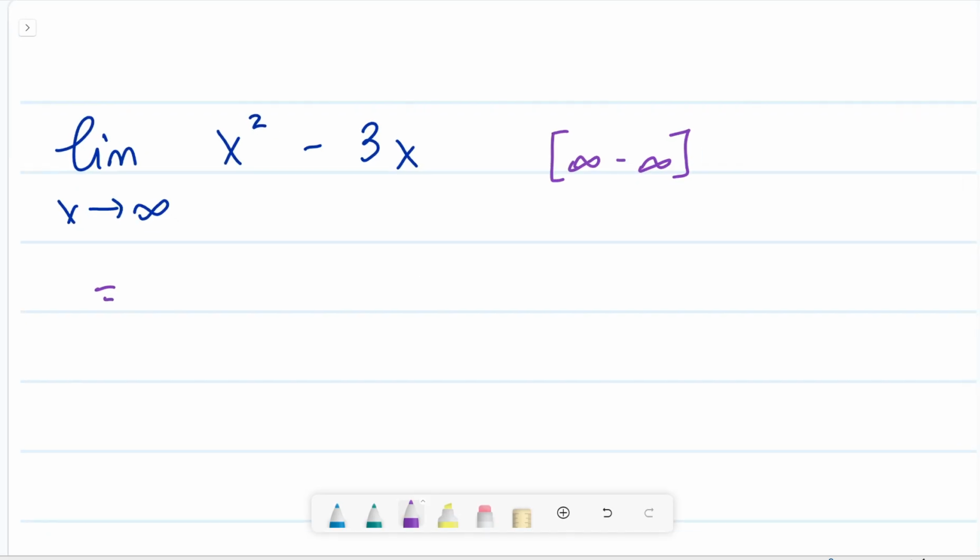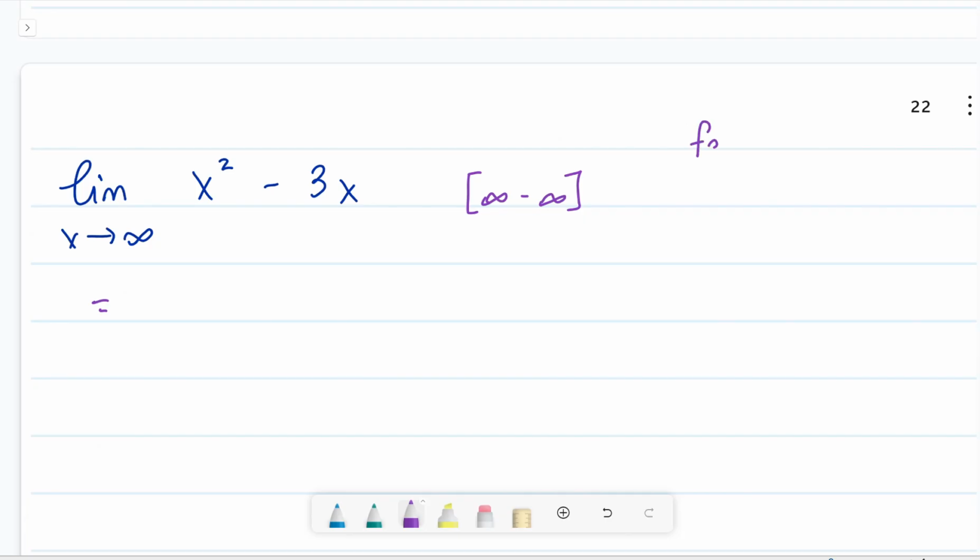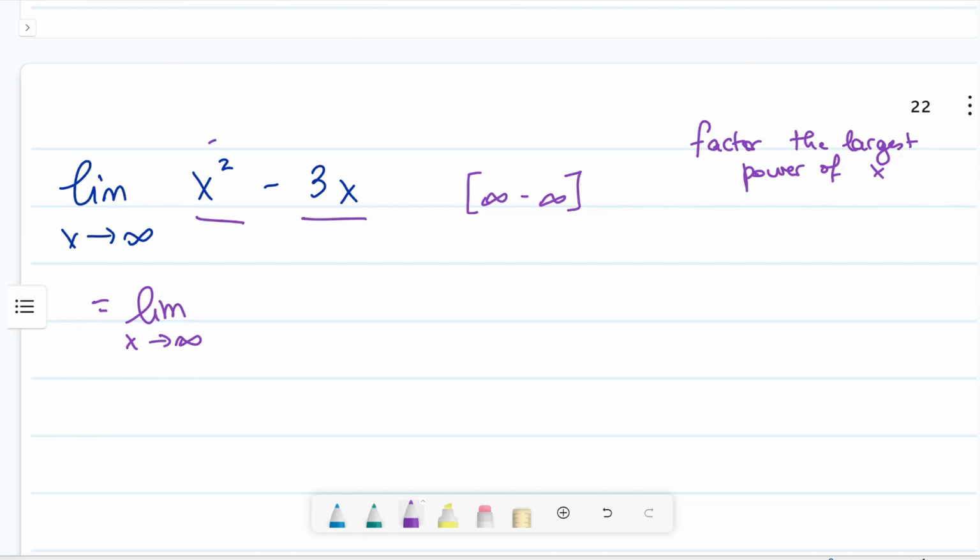Whenever we have infinity minus infinity, the rule is that you have to factor the largest common factor, or factor the largest power of x, if this is easier to understand. In this case, we have x squared and we have 3x. X squared has a larger exponent, so I factor out x squared. I get 1 minus 3 over x.